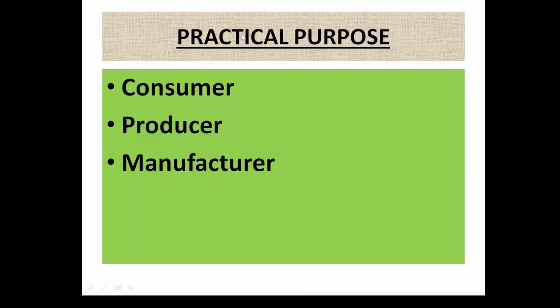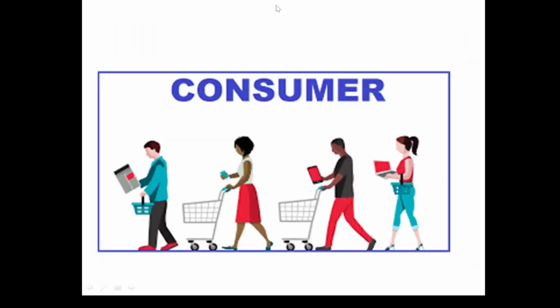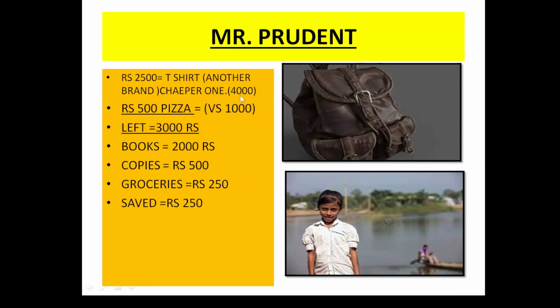Then the second importance is practical purpose. With better decision making ability, the individual becomes a better consumer, producer, and manufacturer. How a consumer? Economics helps a consumer to control their expenditure with their income. We have already seen in the above examples that the amount was only rupees 5,000. But in order to attain maximum happiness and satisfaction, what Mr. Prudent did was buy a cheaper t-shirt and eat a cheaper pizza. And at the same time, he did not compromise with his career. He bought the books, he bought the copies, he used his old bag and old uniform, and bought some groceries and kept the savings. Don't you think Mr. Prudent had maximized his happiness and satisfaction from rupees 5,000?